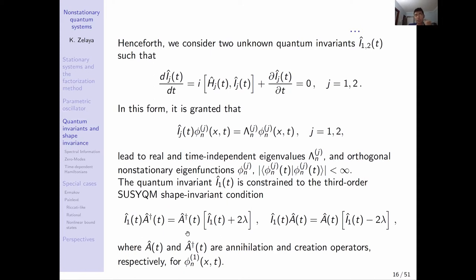By doing so, we will introduce these intertwining relationships, and these are the ones that define the shape invariant condition. This equation means that A dagger is a creation operator for the eigenfunctions of I1, and A is an annihilation operator for the eigenfunctions of I1. And they displace the eigenvalues by two units. At this point, we are going to work just on the quantum invariants. Afterwards, once we solve the whole spectral problem of I1, we will construct the time-dependent Hamiltonian related to this function.